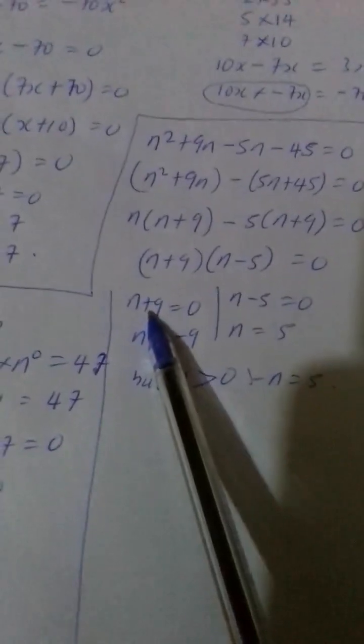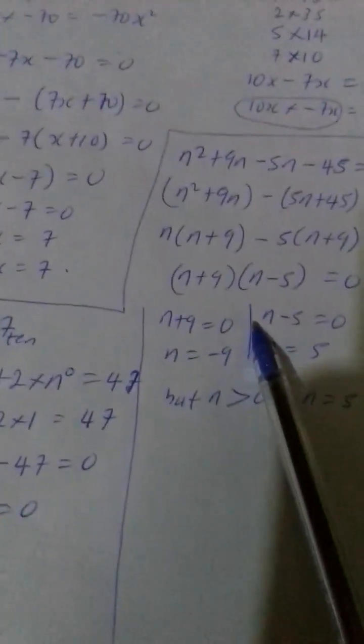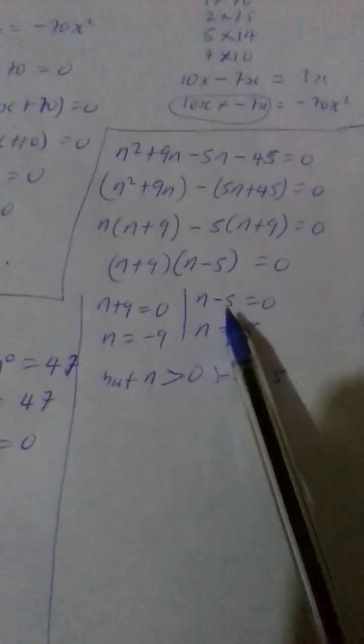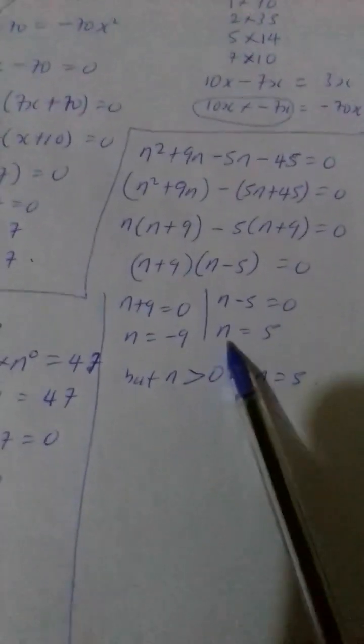Go back and do the same thing we did in the other one. n plus 9 equals 0. The plus 9 will come here. It will become minus 9. So n equals minus 9. So here now, n minus 5 equals 0. Minus 5 will come and join this. It will become plus. So n equals 5.